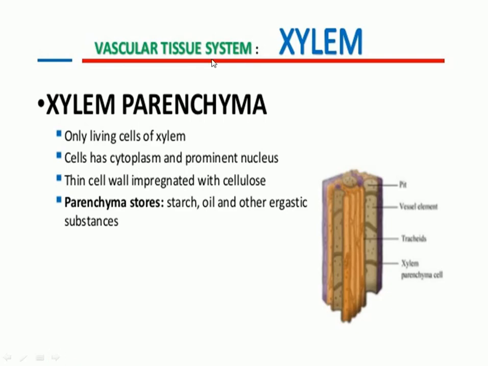Now the third component of the xylem is the xylem parenchyma. Xylem parenchyma is the only living component of the xylem because it has a cytoplasm and a prominent nucleus. Its wall is very thin, made of cellulose only, and the stored food material is starch, oil and other substances. It means the main function of xylem parenchyma inside the xylem is the storage of substances.